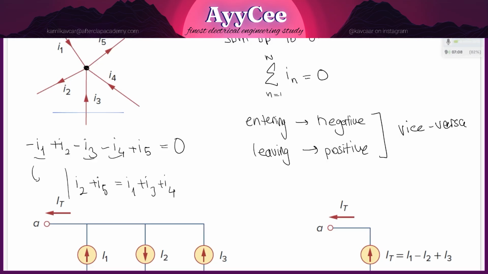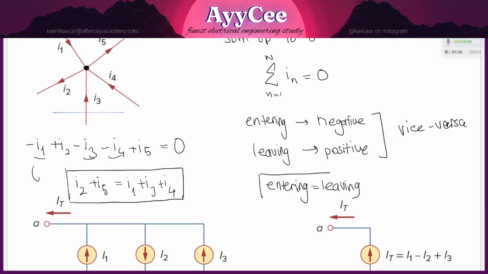So this equation is actually giving us another alternative way to define KCL, which is that instead of saying the algebraic sum of currents entering or leaving a node must sum up to 0, we can also say the entering currents must be equal to the leaving currents. This is another alternative way to define KCL. I mean, there are two ways. You can say the entering and leaving currents must sum up to 0, but this is another way: the entering currents must be equal to the leaving currents, so that KCL holds.